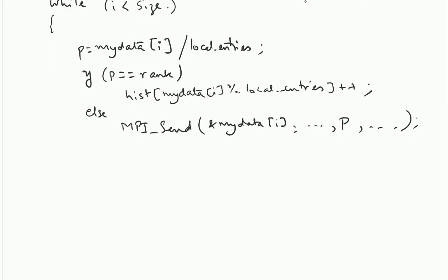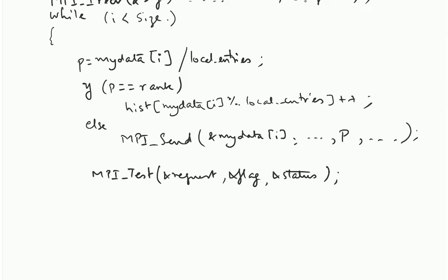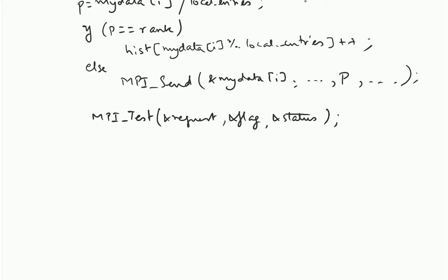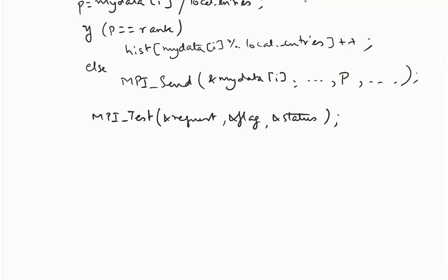And now what am I going to do inside the while loop? I am going to test if I have received any data. So I'll pass the request, flag and status. Clear? So I sent one item, I did some work, and then I am checking if I have received anything. This is going to return back immediately and tell me whether any data has been received or not. So I have to check whether flag is 1 or not.